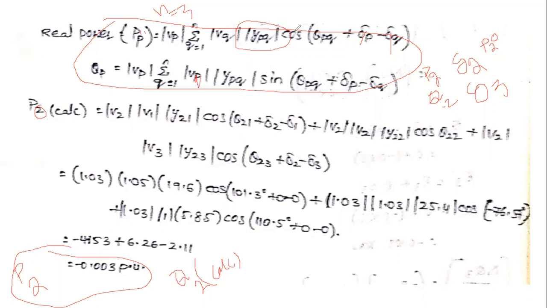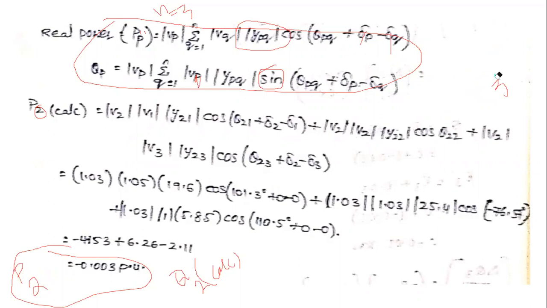P means the real power, that's why we are considering the cos term, and Q is the reactive power, that is why we are considering the sine term. That is the only difference between the P and Q formulas. The remaining terms are similar. Then expand this formula. P is equal to 2 and Q equal to 1 to N, where N is equal to 3. Why? Because it is a 3 bus system. Okay, understand?